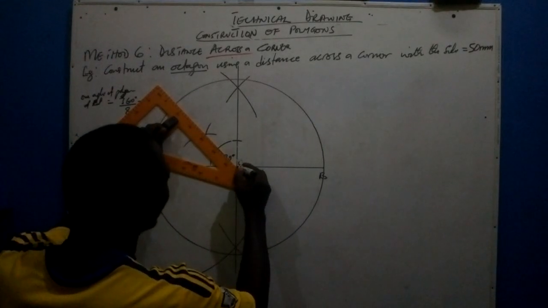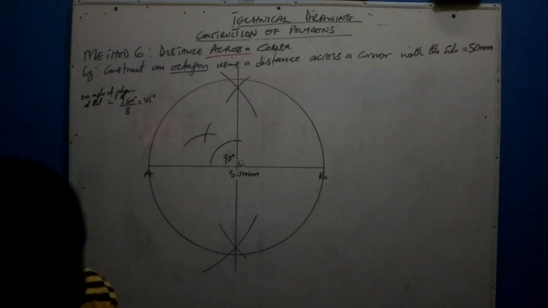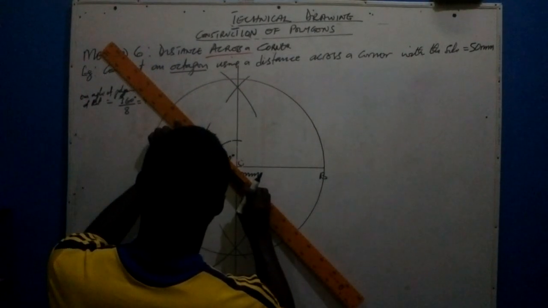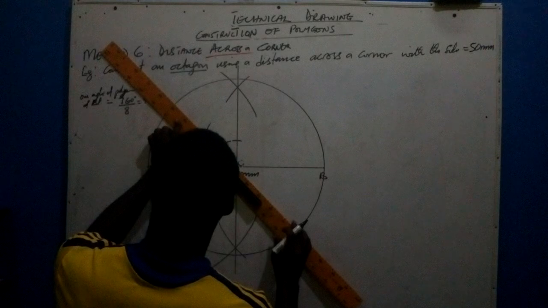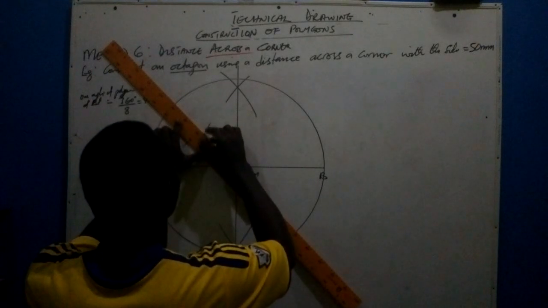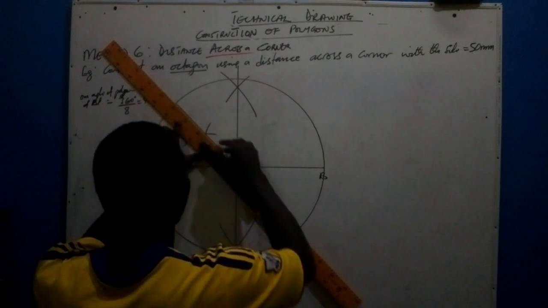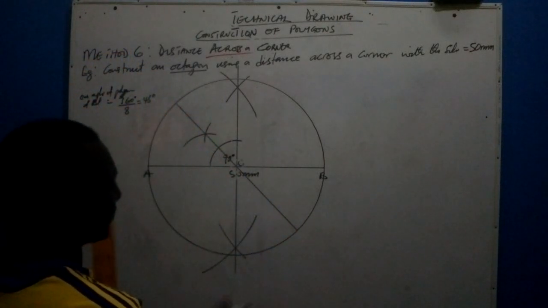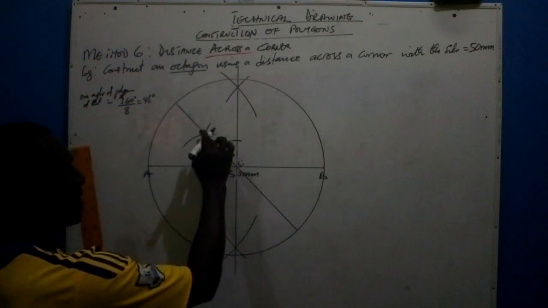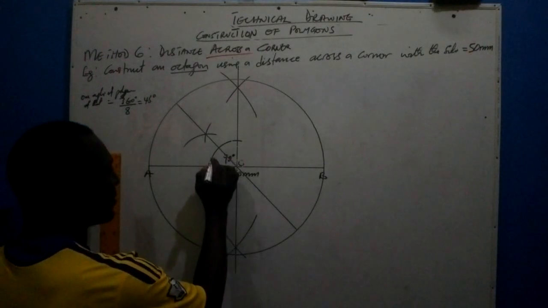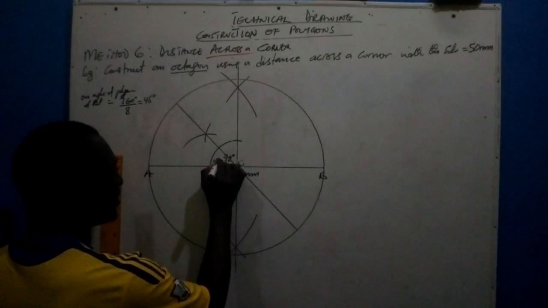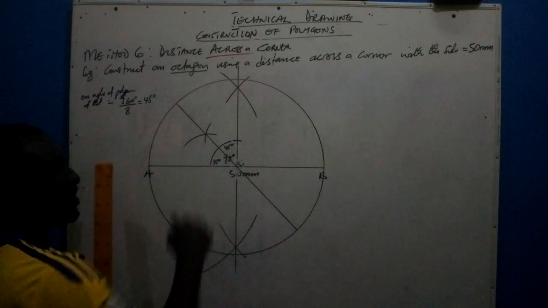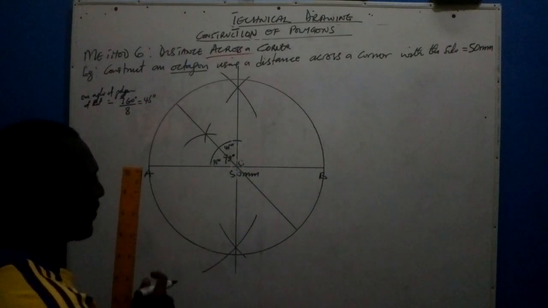Since it's distance across, I will use the ruler to draw it, then come back and draw the other one. That will give me the other side of the quadrant. Based on here, now here becomes my what? 45 degrees. It's based on the 90 that I have gotten my 45.